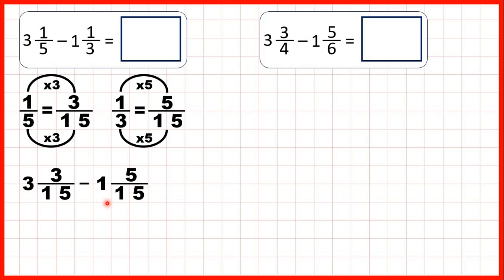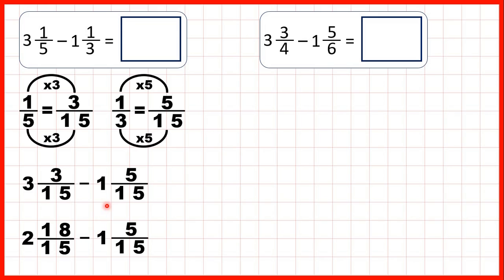And instead of subtracting 1 and 1/3, we can subtract 1 and 5/15. But now we've got a problem, because if we look at our fractions, we only have 3/15 in the mixed number that we start with, but we need to subtract 5/15. So what we can do here is exchange one of our wholes for 15 more 15ths. So 1 less than 3 is 2, and that means that we can add the denominator to the numerator. So 15 plus 3 is 18, and the denominator stays the same. So 2 and 18/15 is the same as 3 and 3/15.